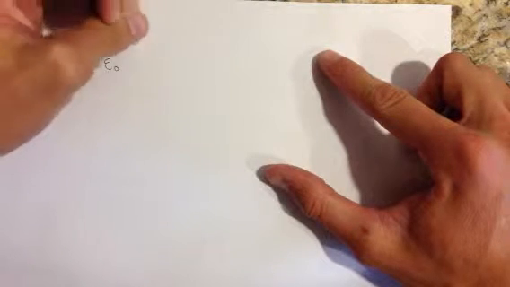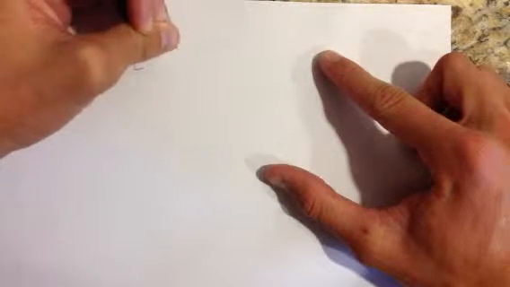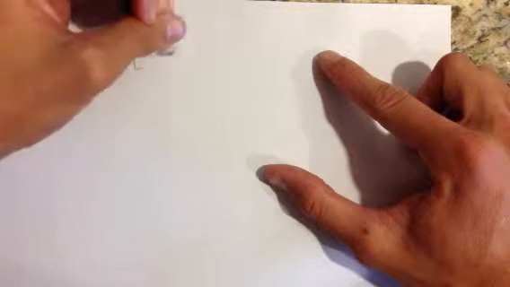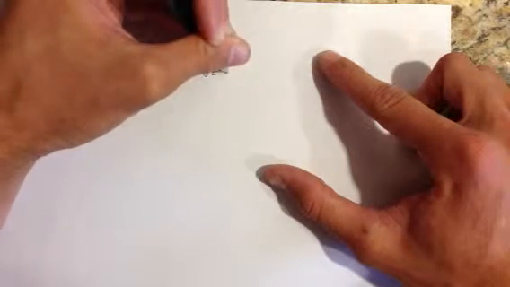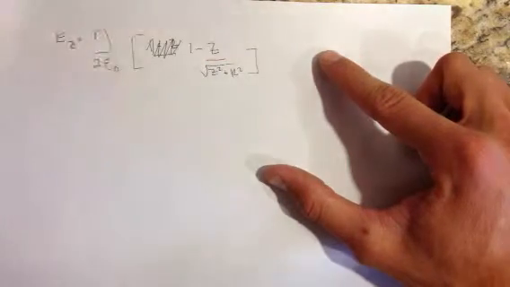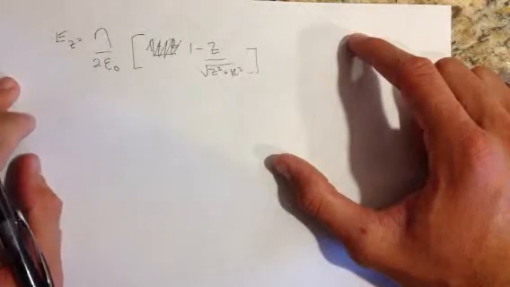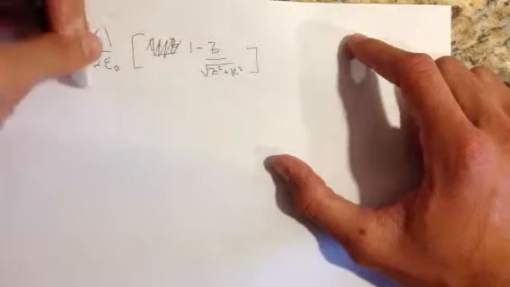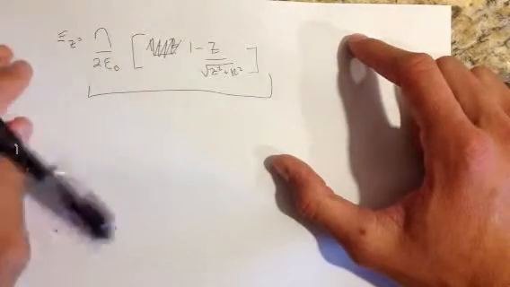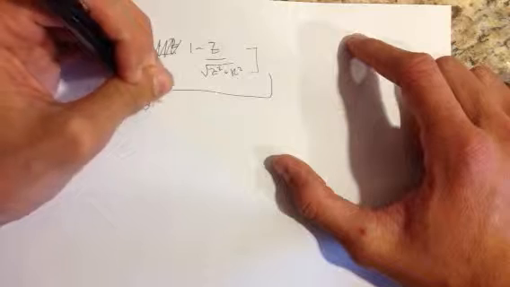Alright, for my physics problem, I'm supposed to explain how this equation, Ez equals charge density over 2 epsilon naught times (1 minus z over the square root of z squared plus r squared), can be used to find the electric field of an infinite plane of charge. Now we probably recognize this equation as a way to find the electric field for a disk.